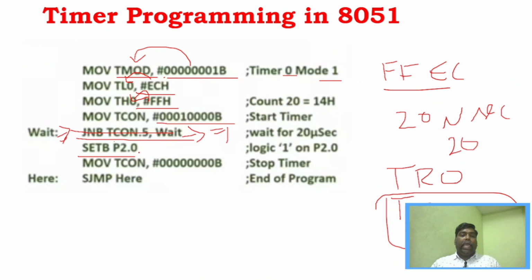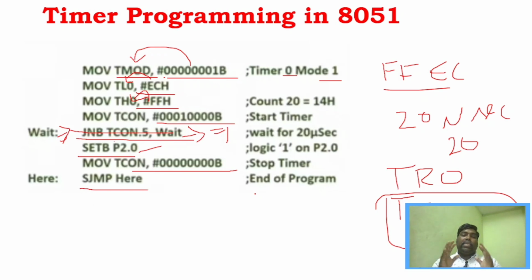That is, we have to enable that pin. So SETB, I am enabling it, and now I am going to stop the timer. So now the operation is stopped. We can continue this operation for further delays. So that is the short jump here. That is the end of the program.